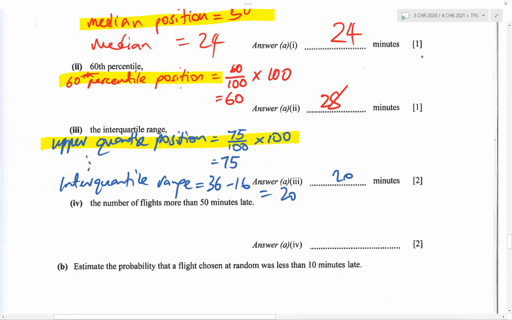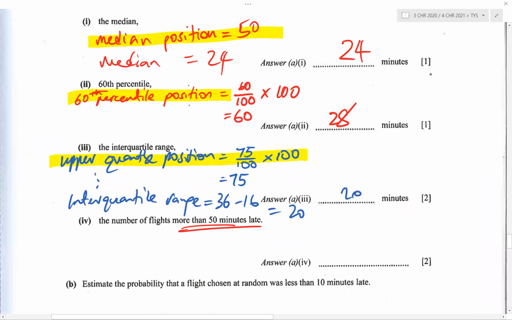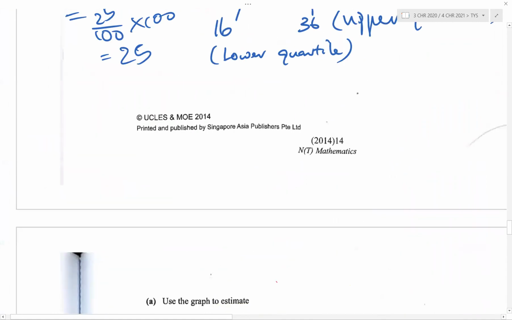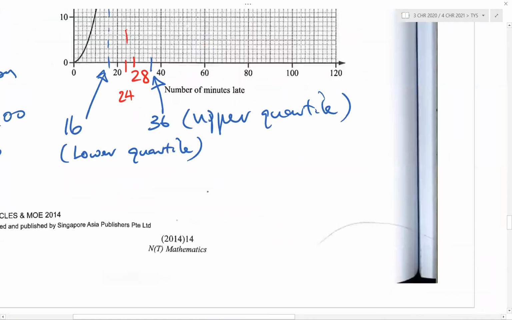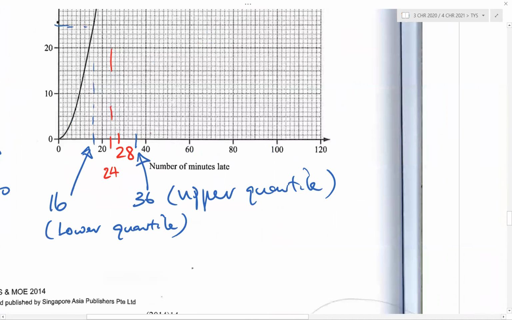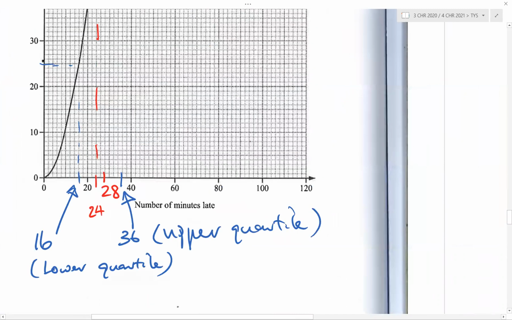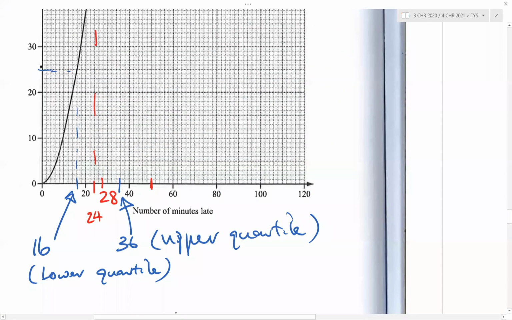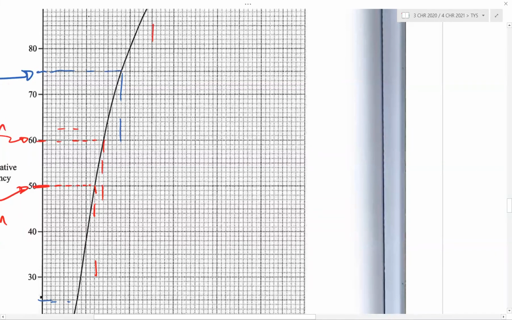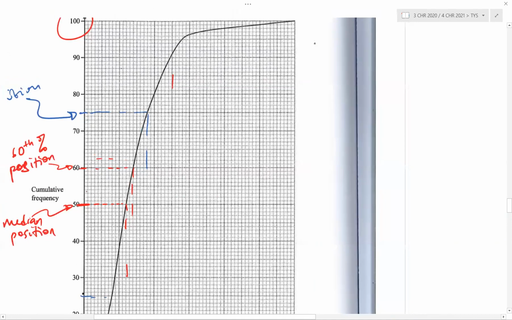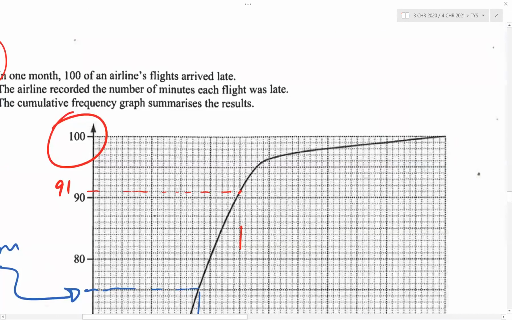Okay, 2 more. The number of flights more than 50 minutes late. 50 minutes. Definitely you must go to the graph and find 50 minutes. Where is the 50 minutes? Over here. So 50 minutes. Definitely it's got something to do with the value on the graph. Here. This is 91. So we need to form a sentence with 91 and 50 minutes.